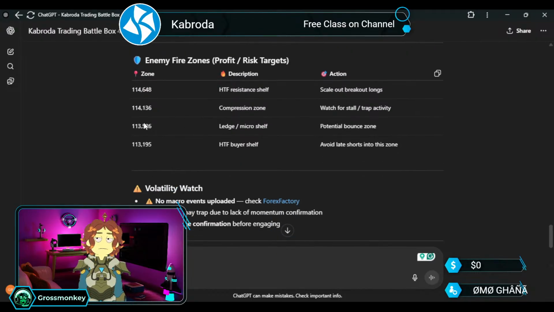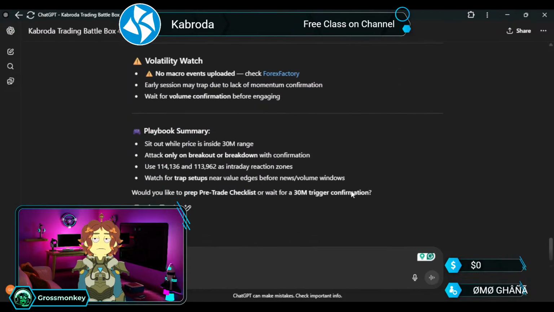So these are the zones to be watching out for. If we're going to the upside, we're looking at 114.136 for a possible resistance zone until it breaks, and then we're looking at 114.648. Going to the downside, we're looking at 113.526 for possible resistance or possible support. And if that is broken, we'll be looking at 113.195 for possible support.